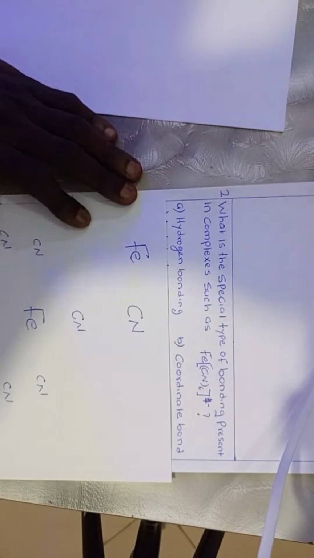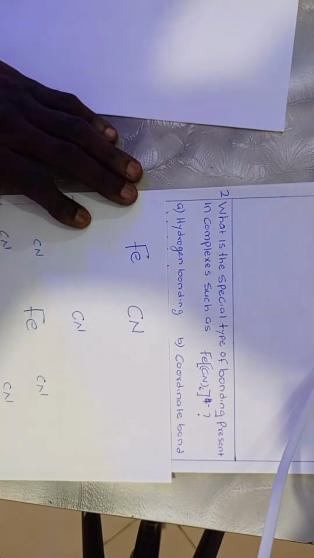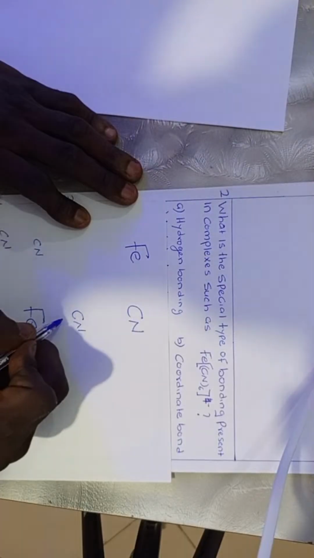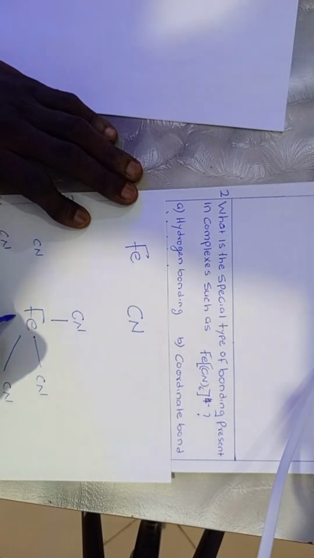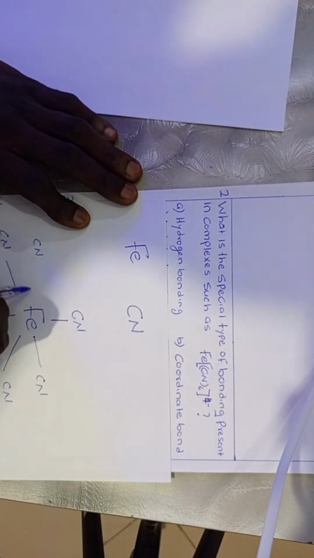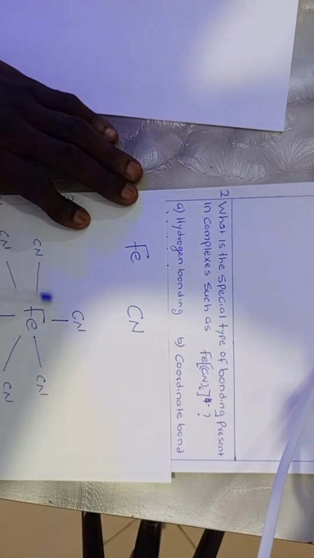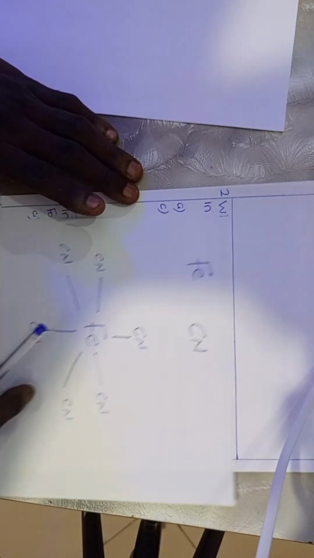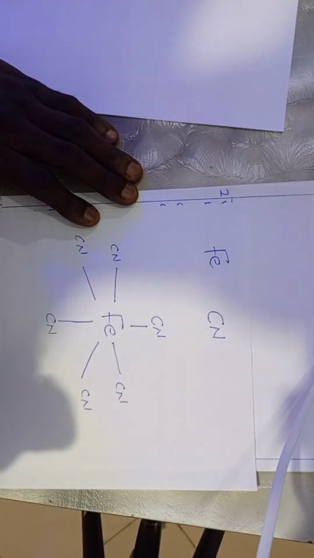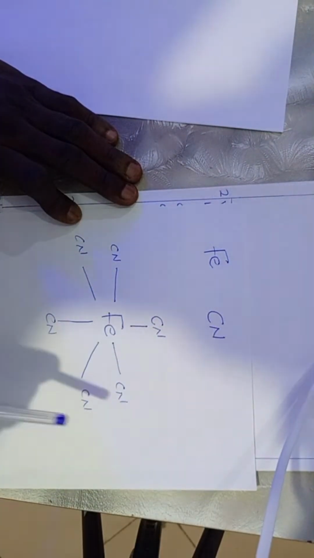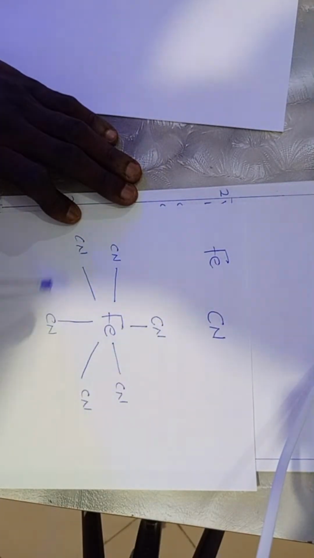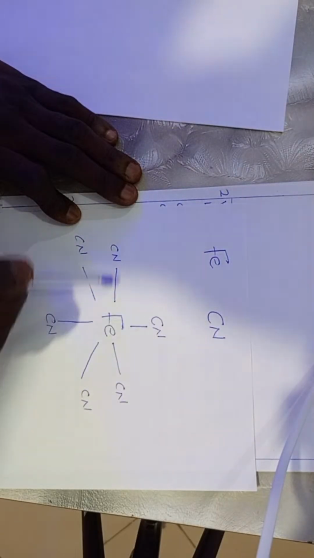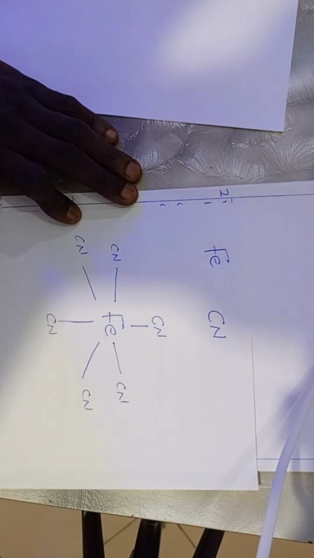Now, what's so special about this type of combination is the fact that the electron pair which forms this covalent bond here, look at the covalent bonds I'm drawing, these covalent bonds formed here are all contributed by the cyanide ions. So the cyanide ions are providing the electron pair which is used to form these covalent bonds. Because of that, we call this type of bonding coordinate covalent bonding.